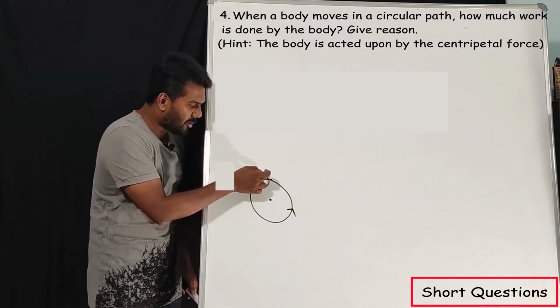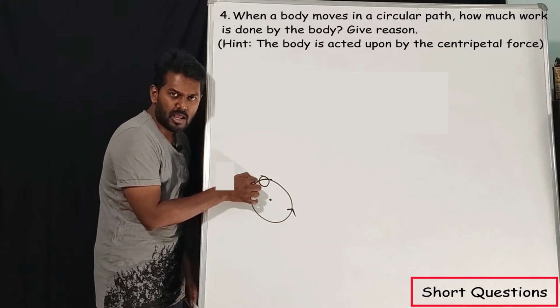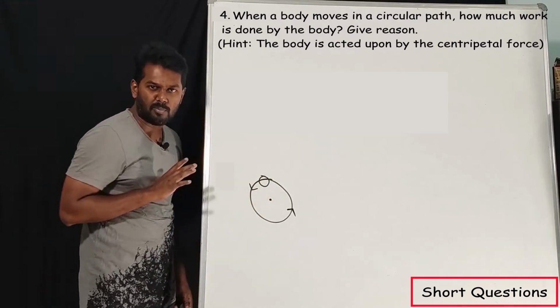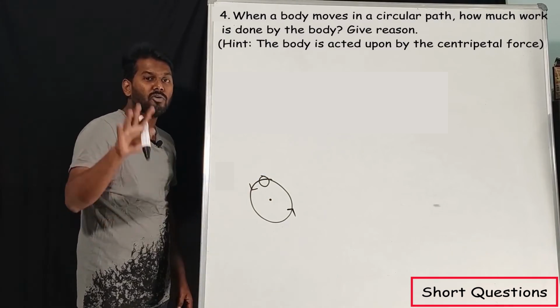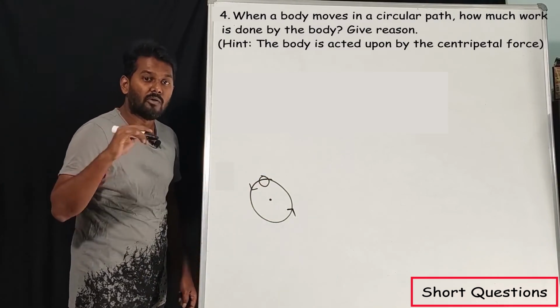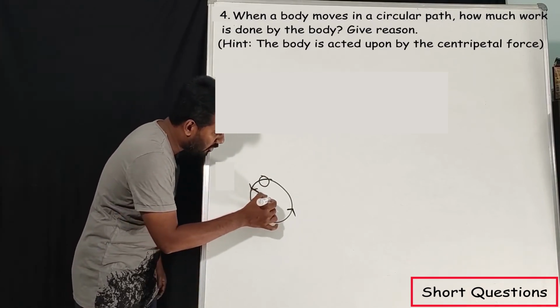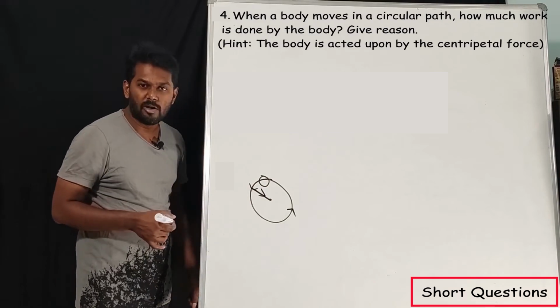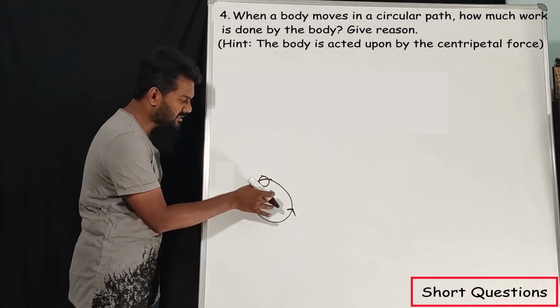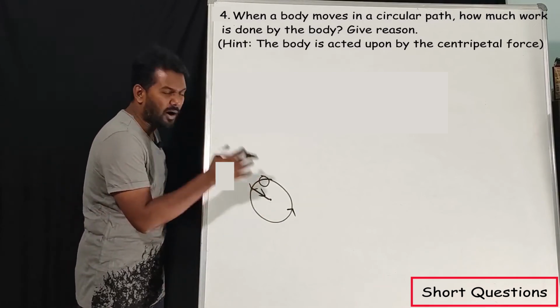Okay, whenever an object is moving in a circular path, we have to talk about two things. One, force. For a centripetal force, what will be the direction of force? Very simple. For centripetal force, the direction of force will be towards the center. This is the center, right?